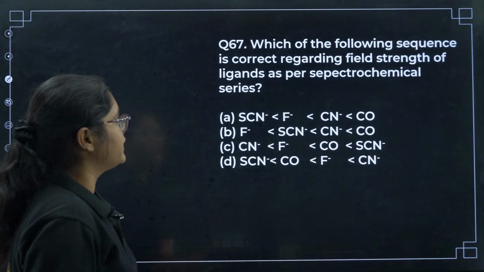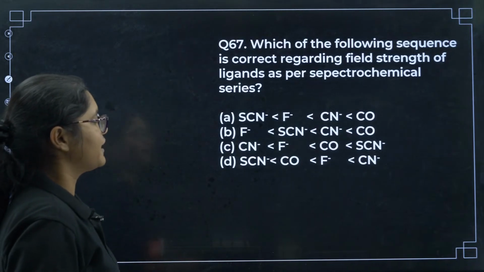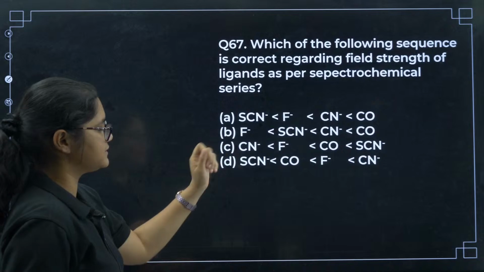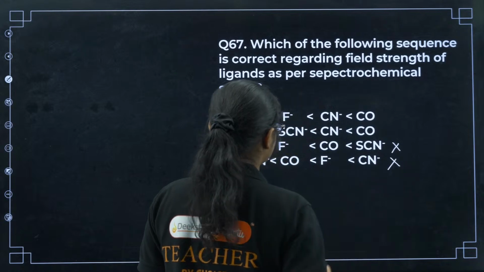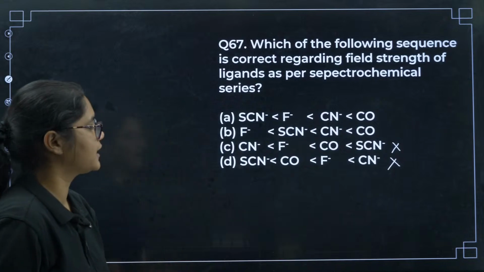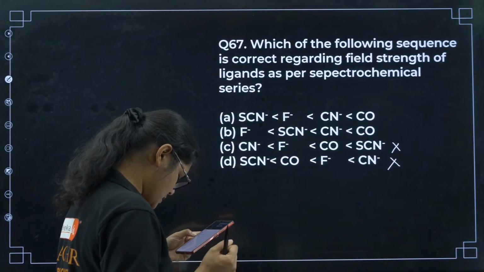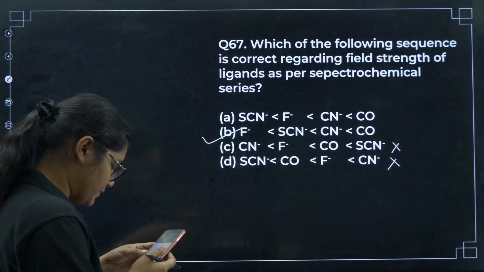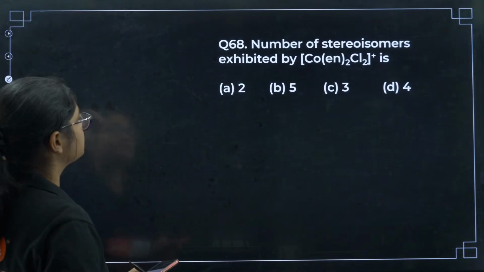Next, which of the following sequences is correct regarding the field strength of ligands as per the spectrochemical series? So we know the weakest one, I think, is F minus, and the strongest one is definitely CO. So I can eliminate these two options. Now I think F minus is the weakest one, so the correct answer should be option number B here, right? Pradeep is saying A, Gauri is saying B. I also believe it is B. So F minus is the weakest ligand, right? Yes.